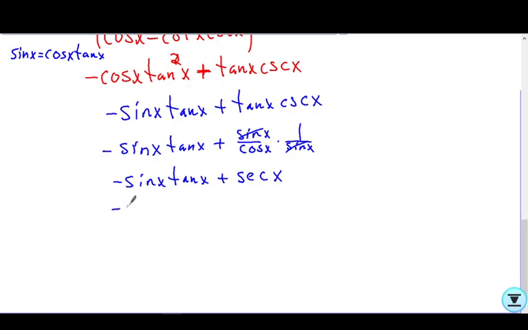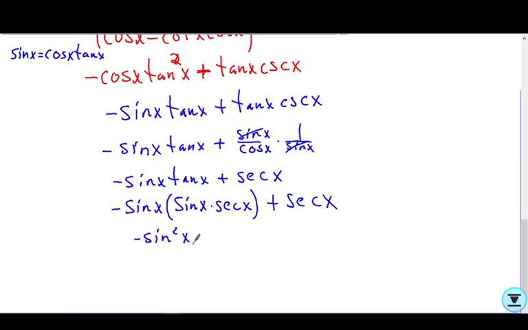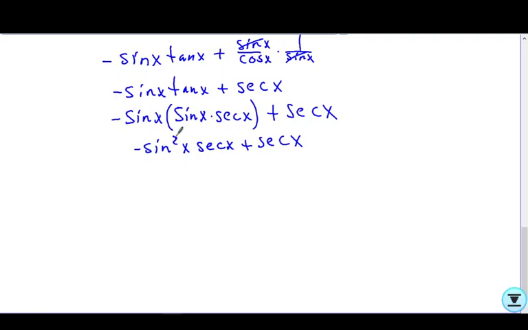Tangent can also be rewritten as sine x times secant x, like that. Which means we would get negative sine squared x secant x plus secant x. And then I'm going to change sine squared to 1 minus cosine times secant plus secant.